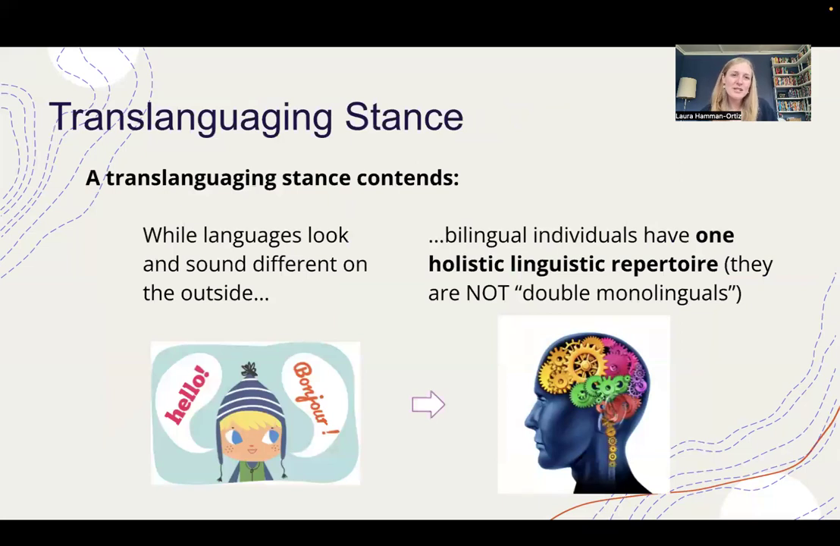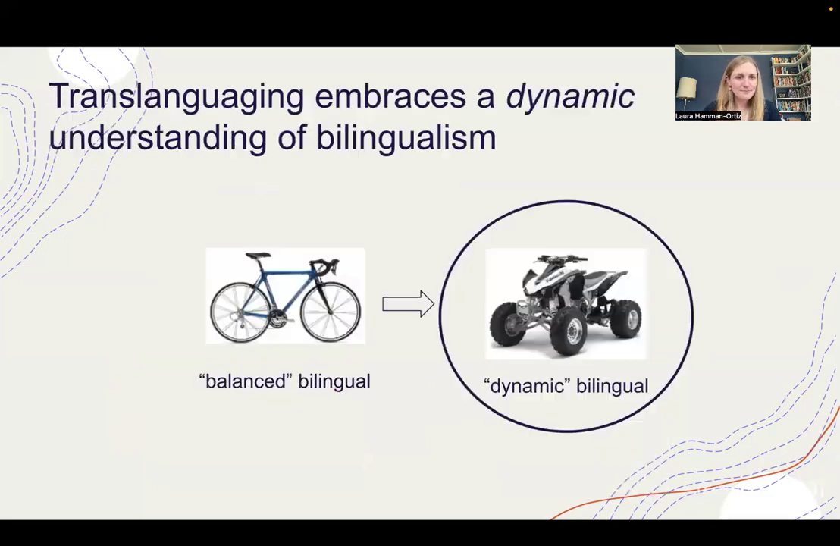And so really translanguaging is rooted in this stance that believes that while languages may look and sound different on the outside, so I may hear someone speaking and say, "Hello, that is English," and "bonjour, that is French," on the inside, bilingual individuals have one holistic linguistic repertoire. They're not double monolinguals, right? Activating just one part of their brain when they're speaking English and then turning off that part to activate the other part of their brain when they're speaking Spanish. So really thinking holistically about the language resources that are part of a bilingual person's repertoire.